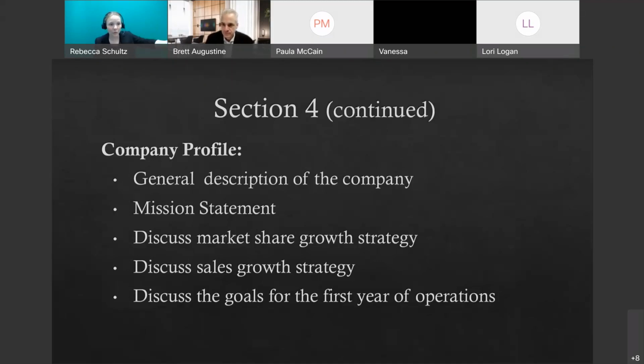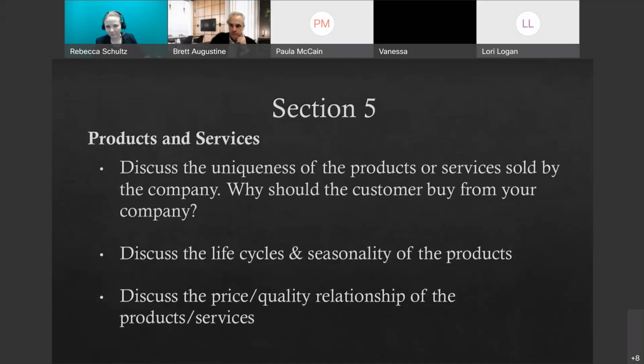That's section 4, understanding the company, how you've organized yourself, who the players are, what the history is, what you're trying to accomplish. Make it personal, right? You want to make it personal. Okay, moving on to section 5.